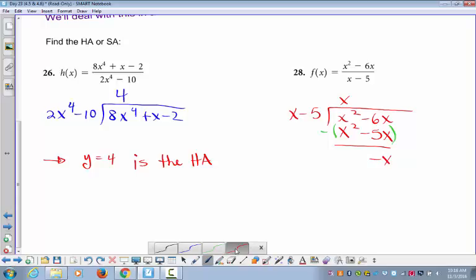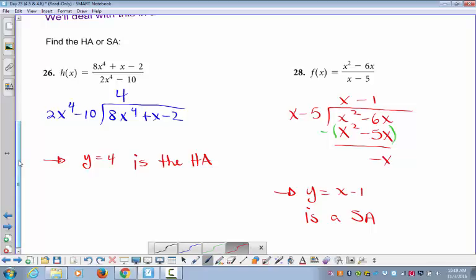All right, and then x times what is negative x? Negative 1. Done. Don't go any further. As soon as you get to the constant in your quotient, you're done. And so that tells us that y equals x minus 1 is a slanted asymptote, a slant asymptote.